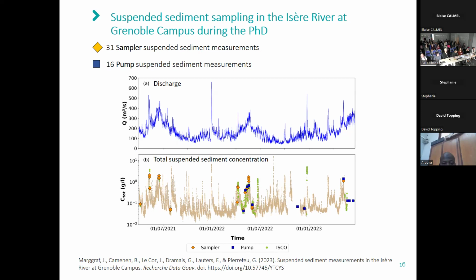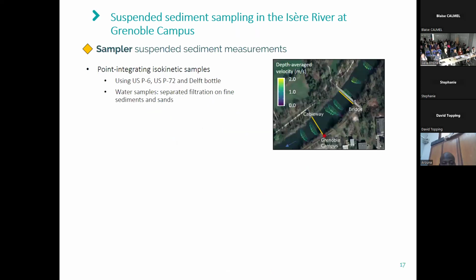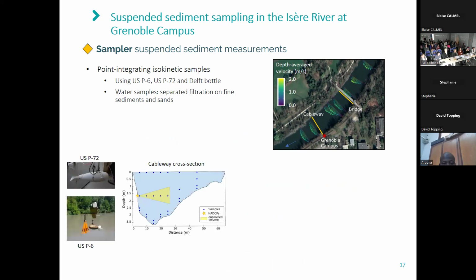We additionally performed 31 sampler suspended sediment measurements, as well as 16 pump suspended sediment measurements. The sampler measurements were performed either here at the cableway or at the bridge cross-section. On the cableway cross-section, we used US point samplers. First we used the USP72, which appeared later to be too light for the higher velocities and discharges we observed at our study site.